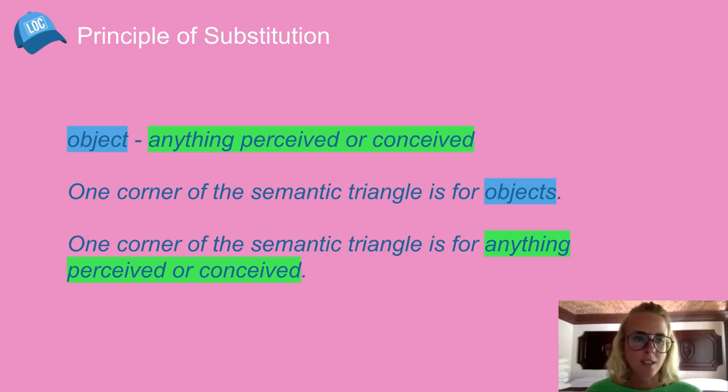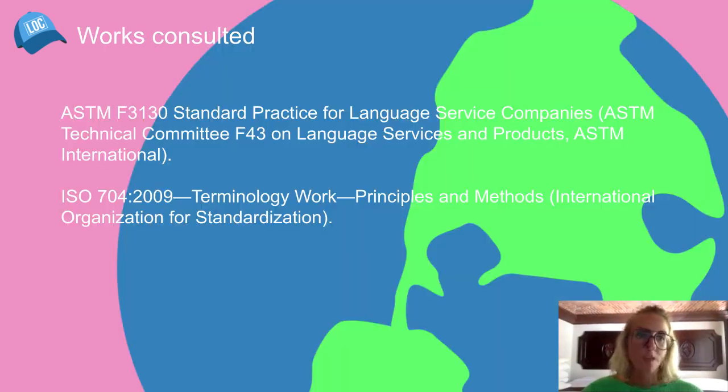Doing such, I get the sentence, one corner of the semantic triangle is for anything perceived or conceived. The resulting sentence may be longer and not so elegant, but since it makes grammatical sense, that's a really good sign that the definition is well formed. That concludes this lesson on concept systems, characteristics, and definitions.